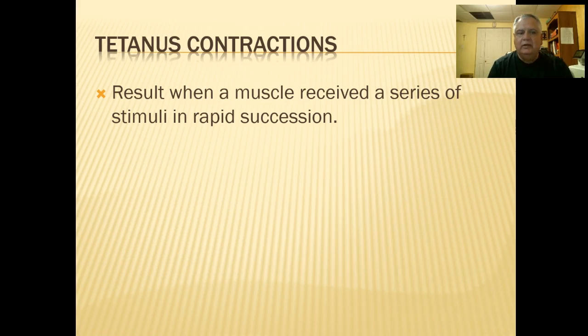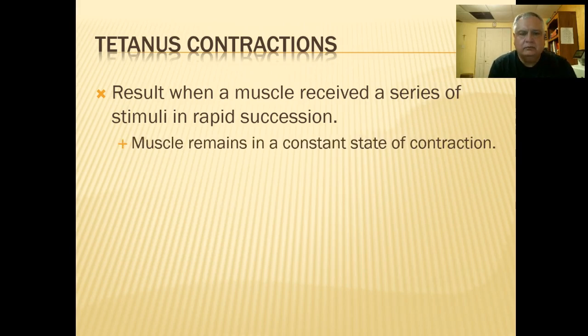So moving on then, we can take a look at our next type of contraction, which is called a tetanus contraction, again, based upon how we're stimulating the muscle fiber. Tetanus contractions result when the muscle receives a series of stimuli in very rapid succession. During tetanus contractions, the muscle will remain in a constant state of contraction.